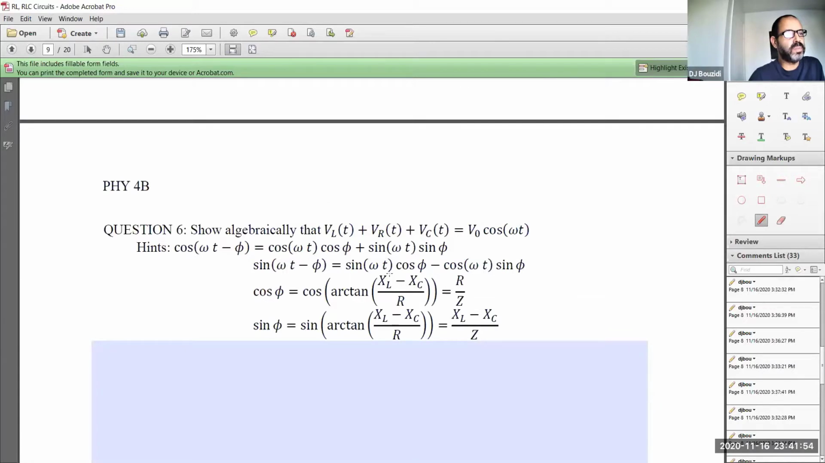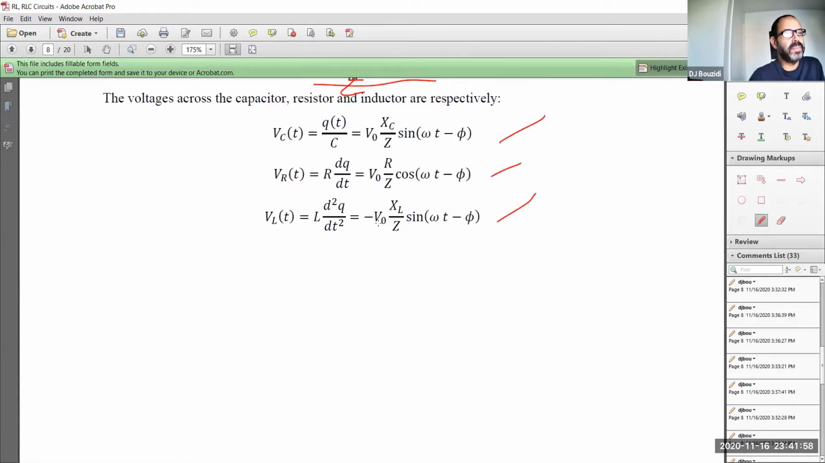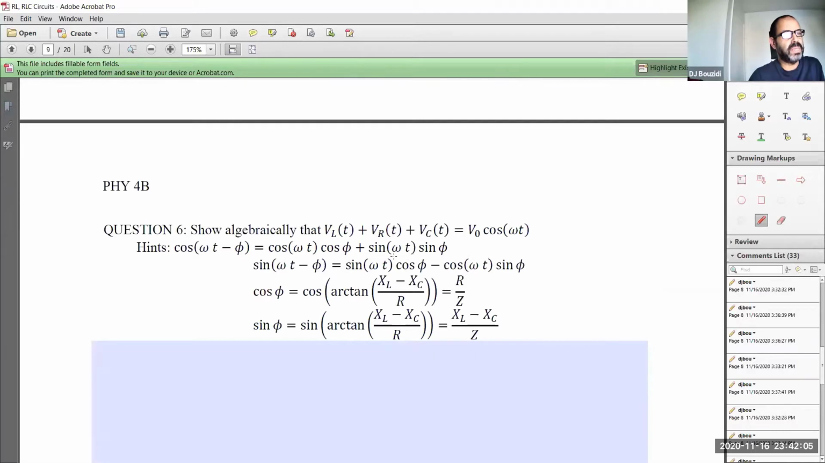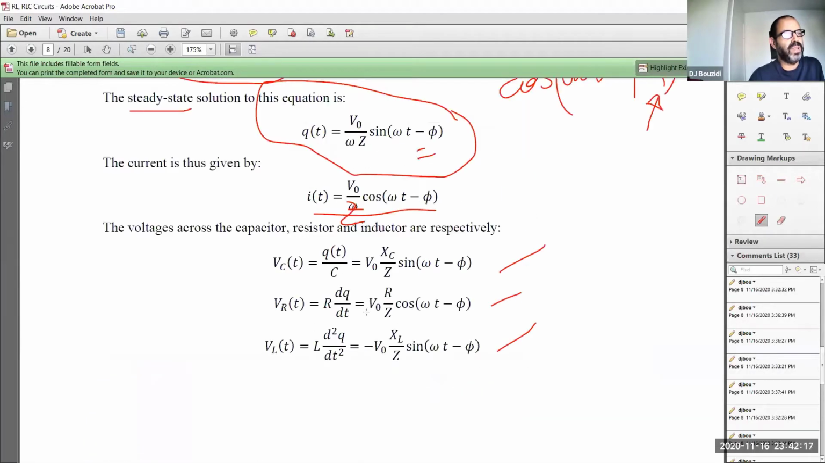You have everything in these expressions. V_L is V naught times X_L over Z times sin of the difference, and I substitute the sin of the difference from this expression, and once I reach cosine of phi, I replace it by R over Z. Once I reach the sine of phi, I replace it by this expression. So we're in business. Now plus V_R. V_R is V naught R over Z cos of the difference.